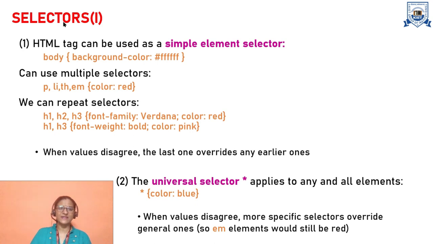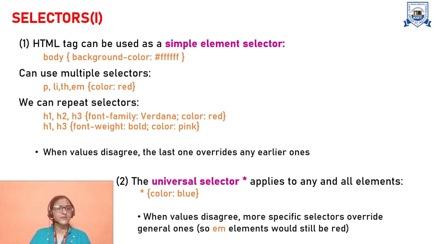Now we move to another topic, selectors. HTML tags can be used as a simple element selector, where we have selected a simple element. Here we have taken body, background color, this one. Now we can use multiple selectors like this: P, LI, TH, EM. And for all, we have mentioned the color red. Here we have only one element, and here we have taken multiple selectors.